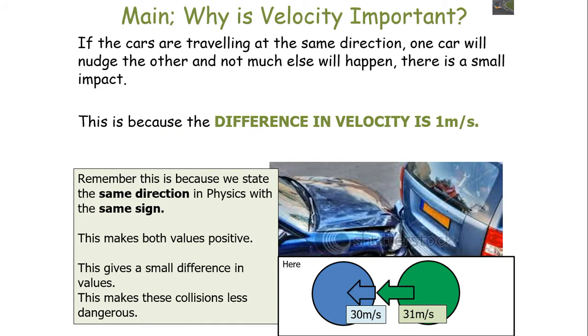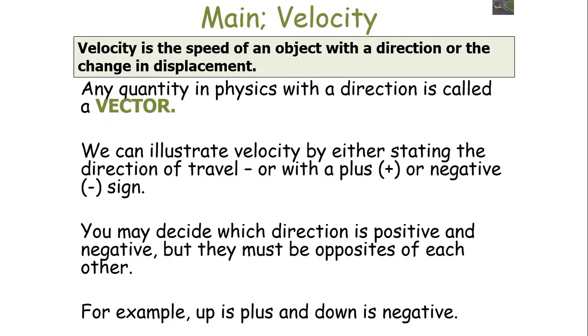However, if it's in the same direction, if it's back onto someone else, the velocities are both in the same sign, so they're both positive or they're both negative. So now plus 30 and plus 31 means the difference is only 1. So because it's a small change in velocity, because we've considered the direction, it means the collision is less forceful. So it's a very important idea.